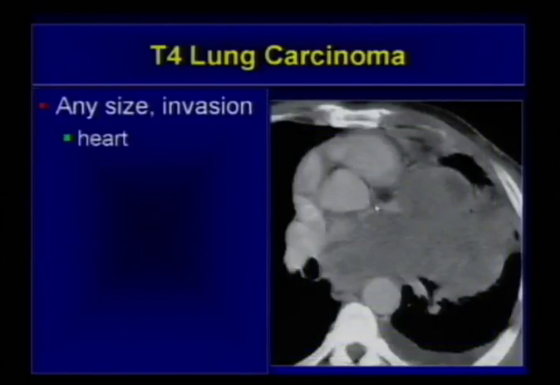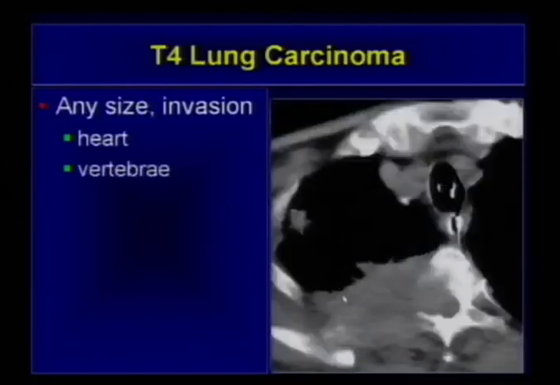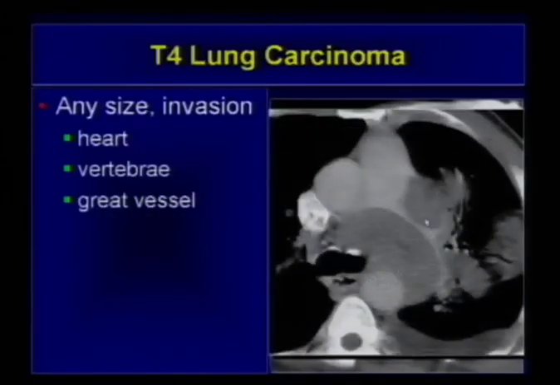A T4, any size, small or large, with invasion of the following structures: the heart. Large mass here, eating into the mediastinum, invading into the region of the left atrium. This much contact and lobulation and impression certainly suggest invasion of the heart. Invading the vertebral body, like you see here, this is a patient presented with Horner syndrome. Invading the great vessels, clearly the pulmonary artery here is surrounded and invaded when it's narrowed to that extent.